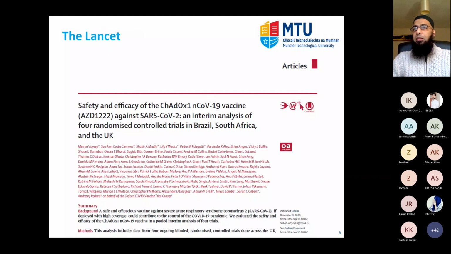Similarly, this is a screenshot of the Lancet journal showing the AstraZeneca results. You can see it is published in the Lancet journal. The link has been mentioned in my slide, and you can explore and read this article if you are working in this area.